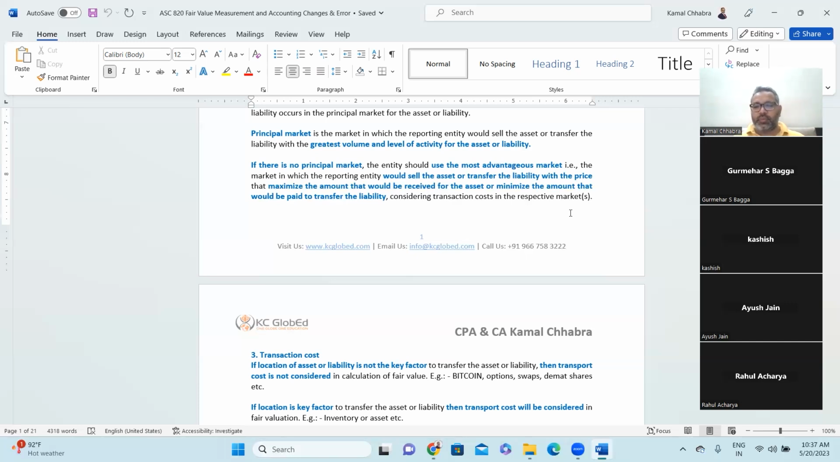Bombay it will be, sir. Bombay, right? So why Bombay? Because most of the activity and most of the transactions of the particular shares are happening here on the Bombay Stock Exchange.